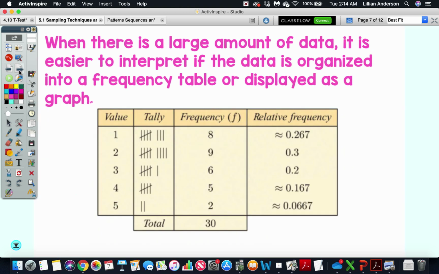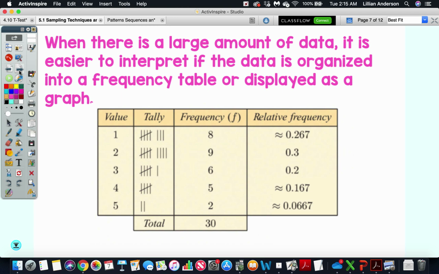All right. Now, when you have a large amount of data, it sometimes is easier to interpret the data if it's organized into a frequency table or displayed as a graph. What you see there is an example of some data that has been arranged into a tally column, a frequency column, and a relative frequency column.